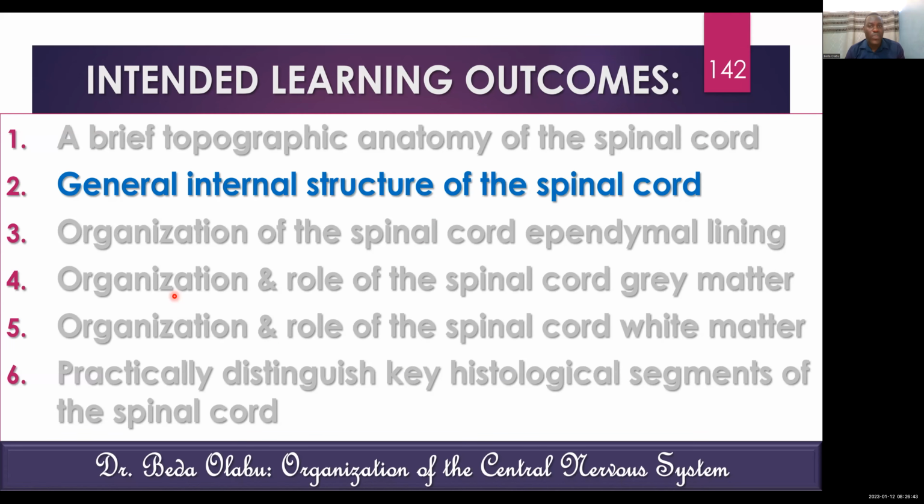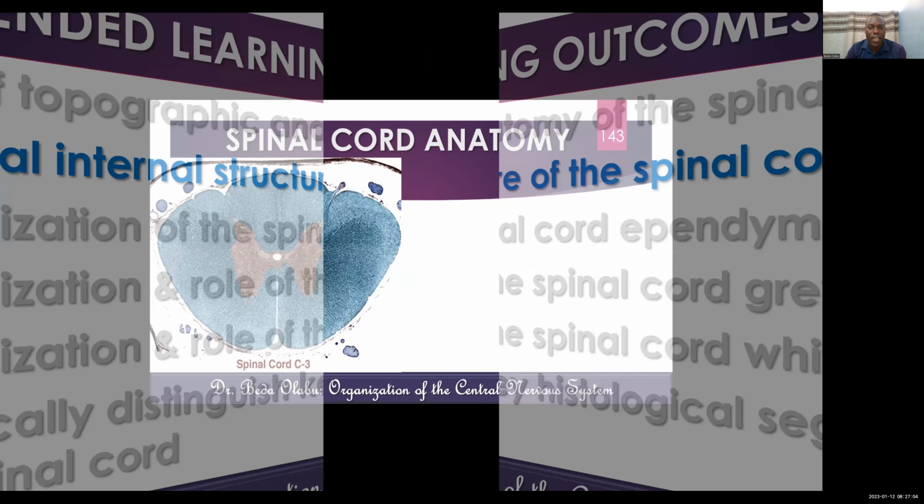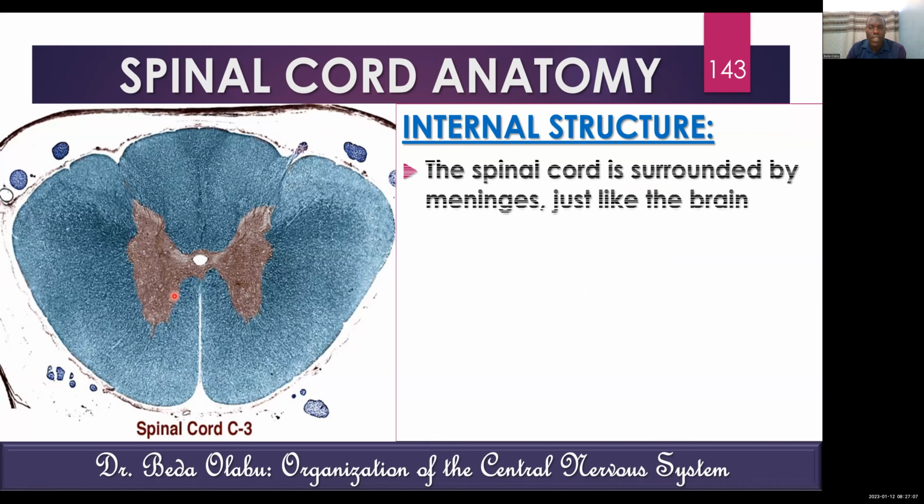So I think what I've given you so far is a brief topographic anatomy of the spinal cord that I wanted us to highlight first before we now start the histological structure. Now, in terms of histology, what we had already said earlier in the previous lecture that you may have listened to is that the spinal cord itself is surrounded by meninges, just like the brain. So we have dura mater, pia mater, and arachnoid mater. There are some differences between the spinal dura and the cranial dura. You may want to check on that.